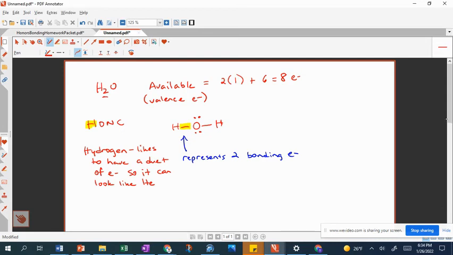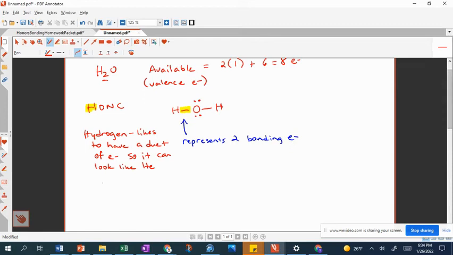Now let's look at CS2. That was the other one I pointed out on the sheet. So CS2. I'm going to show you also how to do this one visually. So the available for CS2 is going to be 4. That's for carbon. And we have 2 sulfurs. Each sulfur has 6 electrons available for bonding, or 6 valence electrons. So we have 2 times 6 is 12, plus 4 is 16. So we have 16 electrons available to use in our structure.